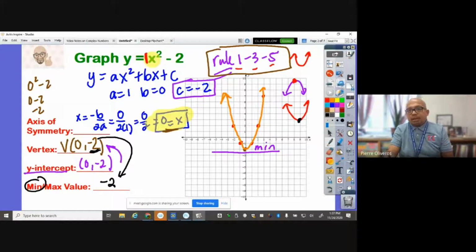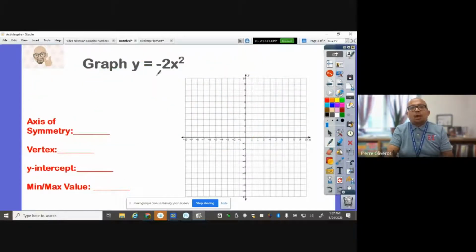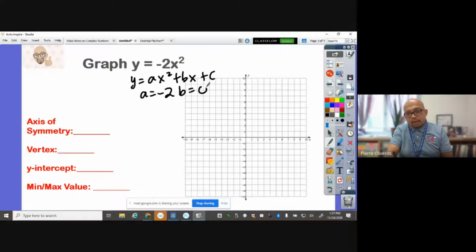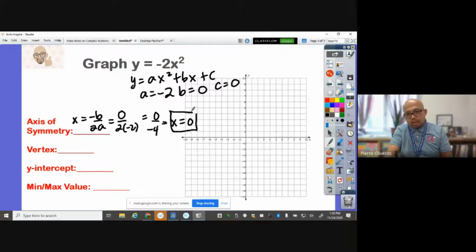Okay? All right, let's move on. y is equal to negative 2x squared. In this case, we know y is equal to ax squared plus bx plus c. The value of a here is negative 2. The value of b is 0. c is also 0. To find the axis of symmetry, the formula is the same, negative b over 2a. b here is 0 over 2 times negative 2, so the denominator is negative 4. But if you divide 0 by anything, the answer will still be 0. So the axis of symmetry is x equal to 0.